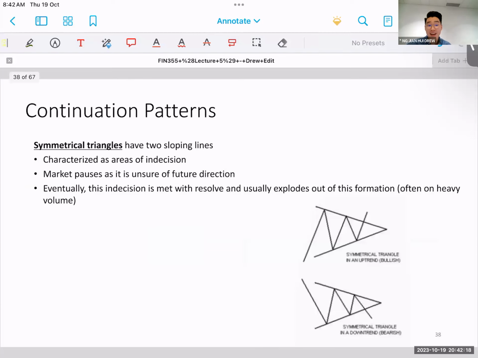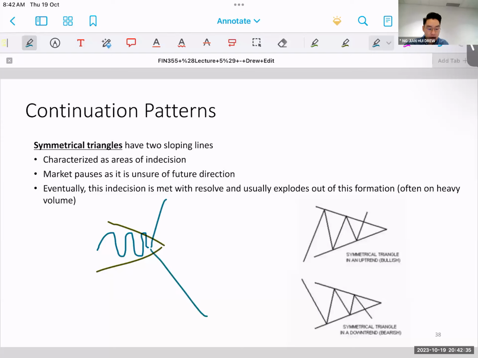And then we can have this thing called a symmetrical triangle. Symmetrical meaning that it's very symmetrical, right? It's going up and down. So it shows that the price is indecisive. They do not know whether it's going up or going down. So eventually it might either explode up or explode down.